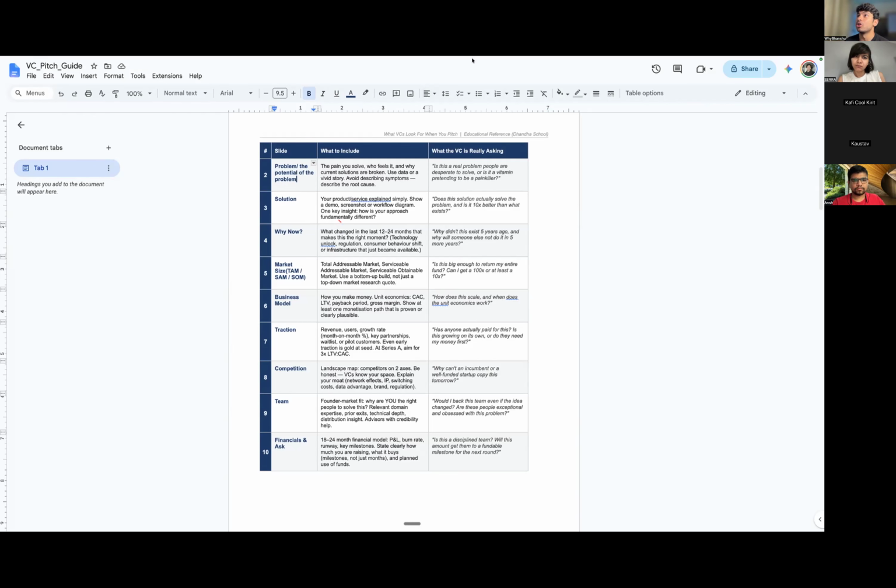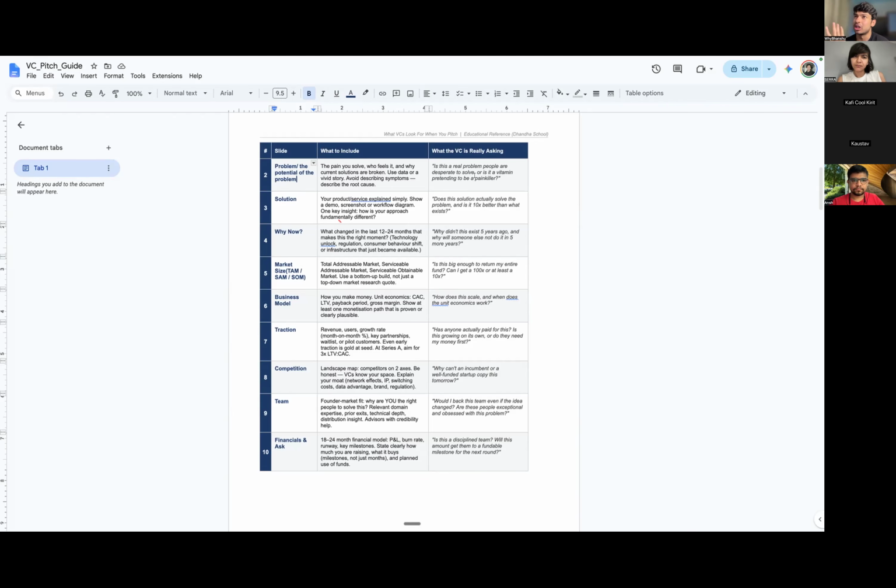So that's what I'm also adding in this column here, where there is a commentary on what the VC is really asking. Is this a real problem people are desperate to solve, or is it a vitamin pretending to be a painkiller? These are terms that VCs use a lot. A vitamin pretending to be a painkiller is something which is good to have, but it's not necessary, right? That's what we don't want. A CRED is a vitamin.